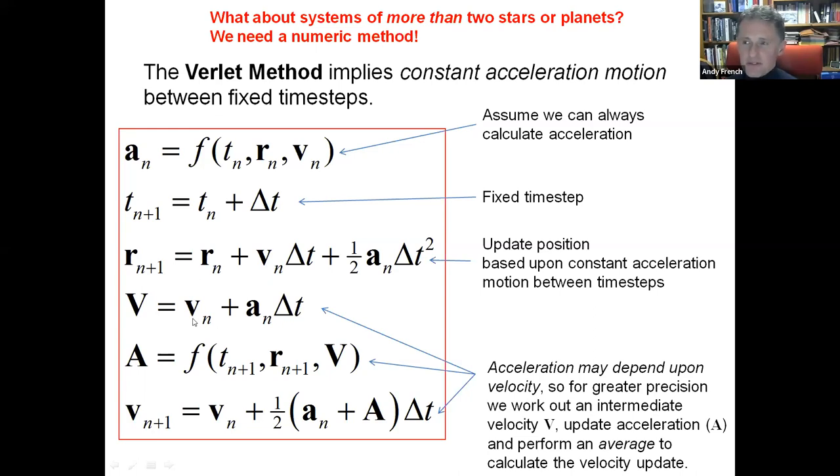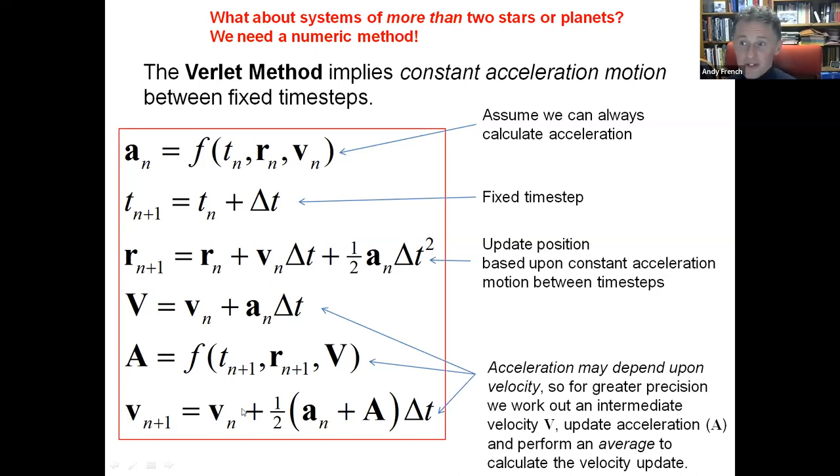And then there's a slight wrinkle for this, because sometimes your force law might depend on velocity. So to update the velocity, we might need to know what that velocity is. That would be a circular reference. So what we can do is approximate this by saying that V is the original velocity plus AT. All right, so we know what that acceleration is, we can update this, and then we can run our acceleration calculator again and then take an average of those, and that will update our velocity.